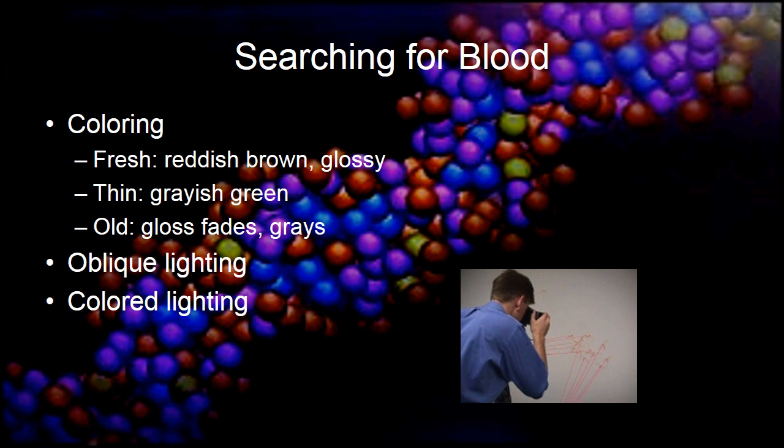Searching for blood sounds easy. It is not, because it presents in so many different ways based upon the age of the stain, what the surface is that it's on, and the color of that surface. But you can see it as fresh blood, obviously reddish brown and glossy. As it gets older, it grays, and in very old stains, well, the gloss will fade completely, and it turns very gray. Our old friend oblique lighting, pardon me, can help find blood, and so can different colors of lighting. So you'll often see crime scenes processed with different color filters on lighting.